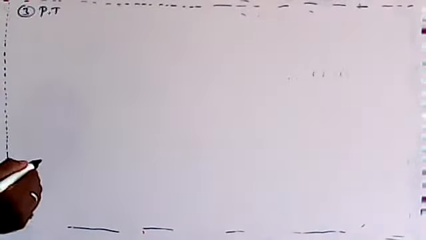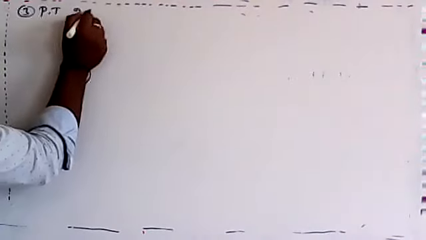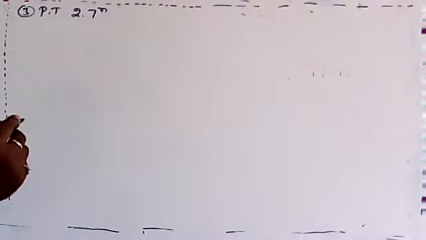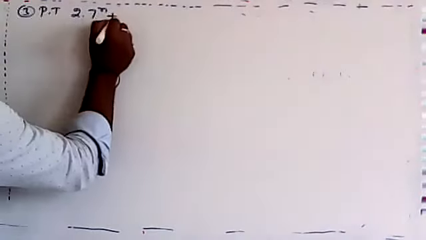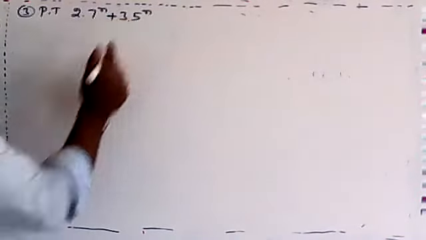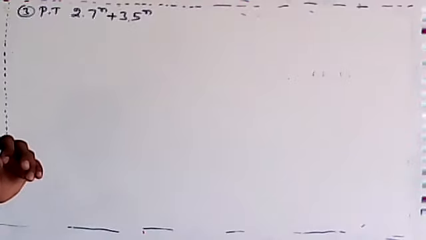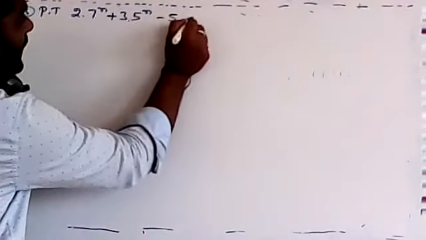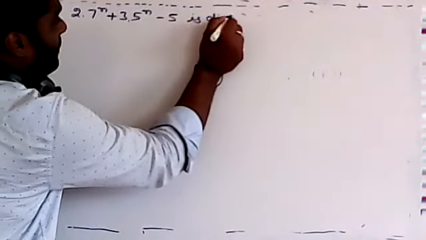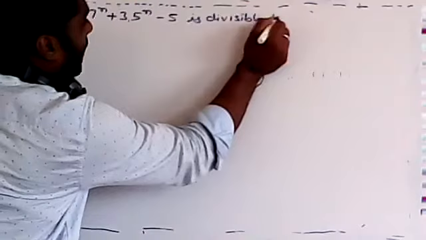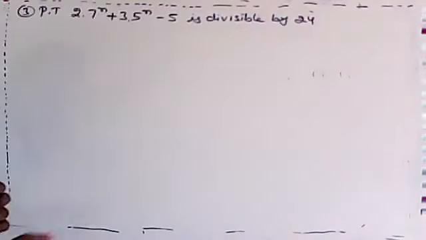Solve the next problem. You'll have understood how to take the problems. So same way, we move on to the next one. That is, prove that 2 into 7 to the power of n plus 3 into 5 to the power of n minus 5 is divisible by 24.